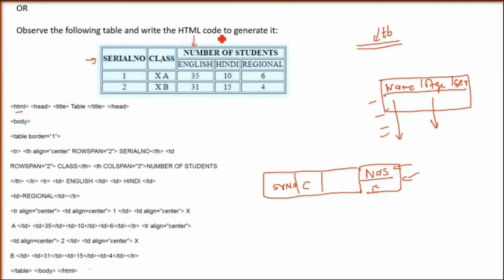Call span as 3: 1, 2, 3. These are the columns. Column has taken 3. So across all these 3 columns, the number of students has come. Serial number has taken 2 rows. Number of students has taken 3 columns. Then we ended the TR.